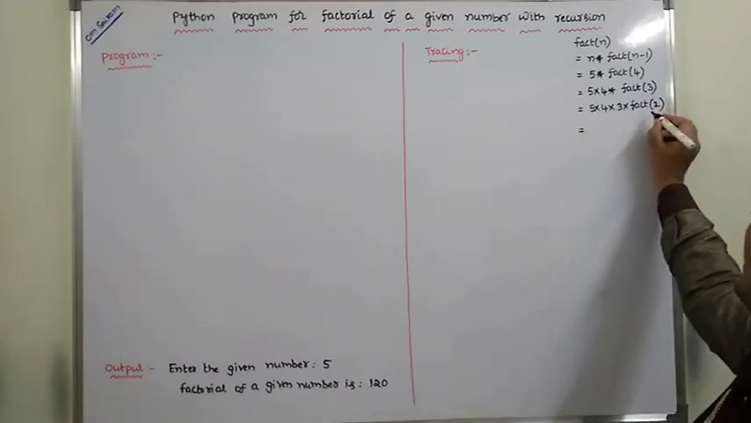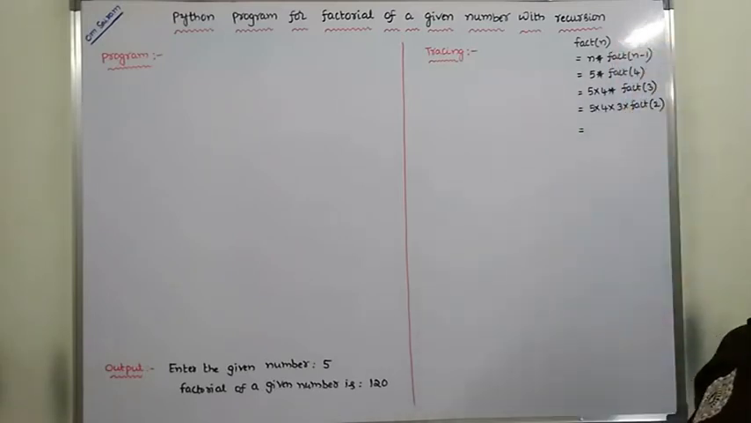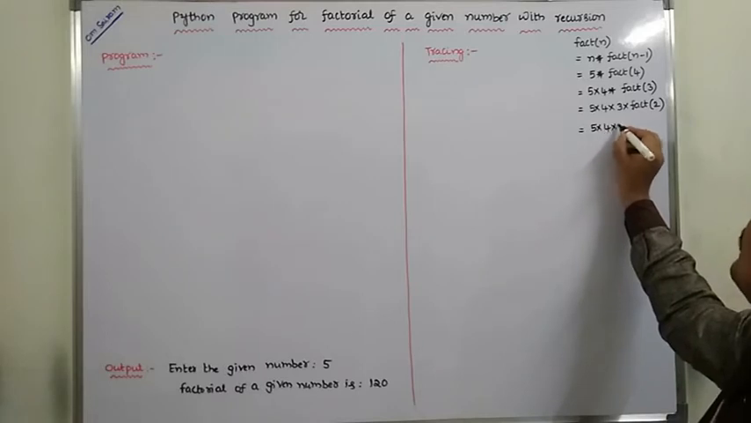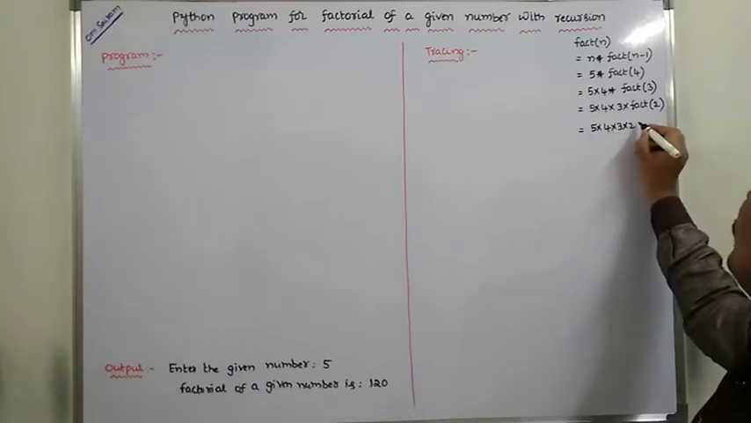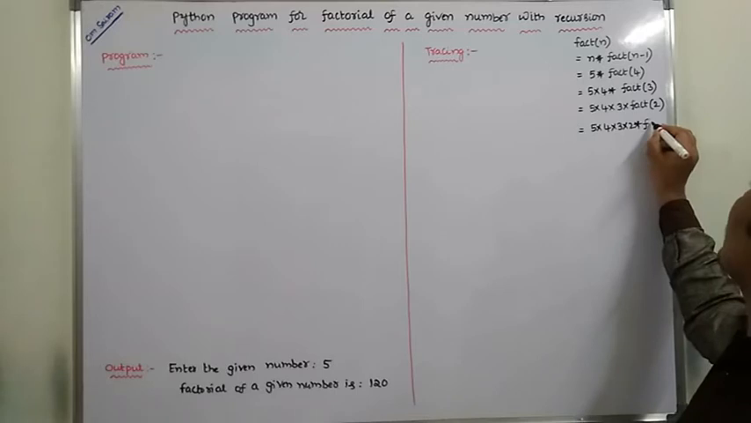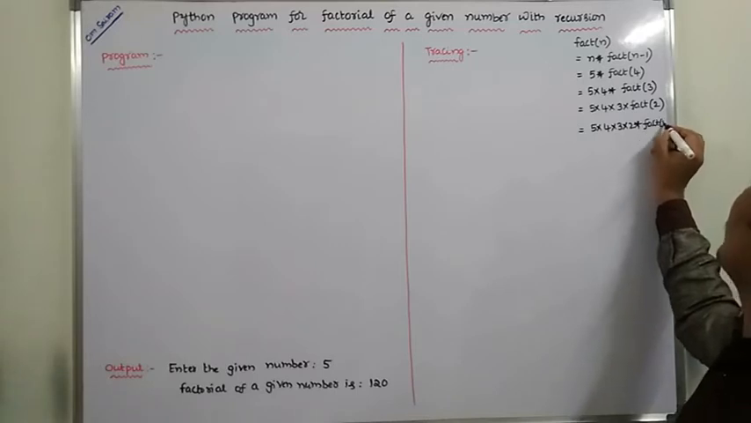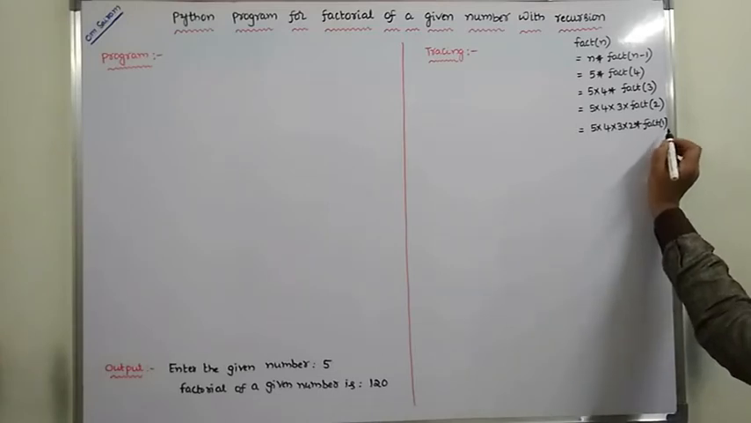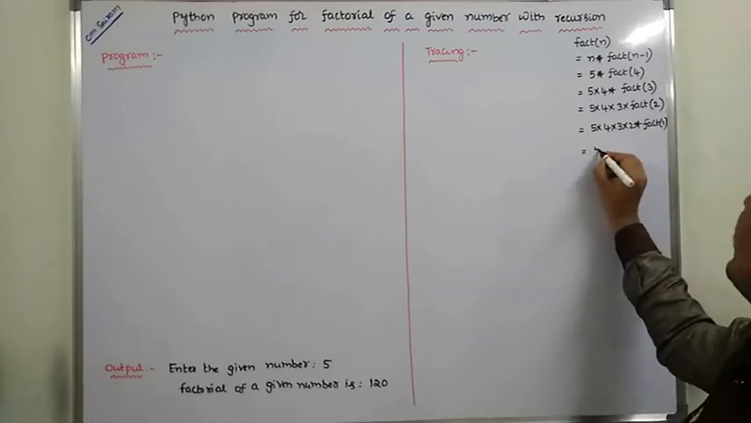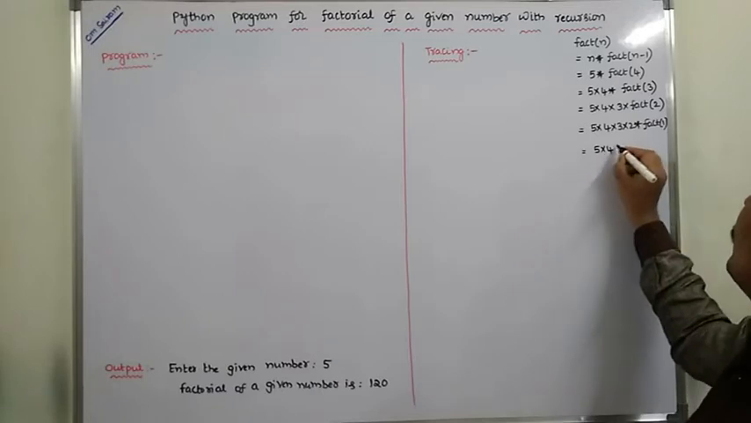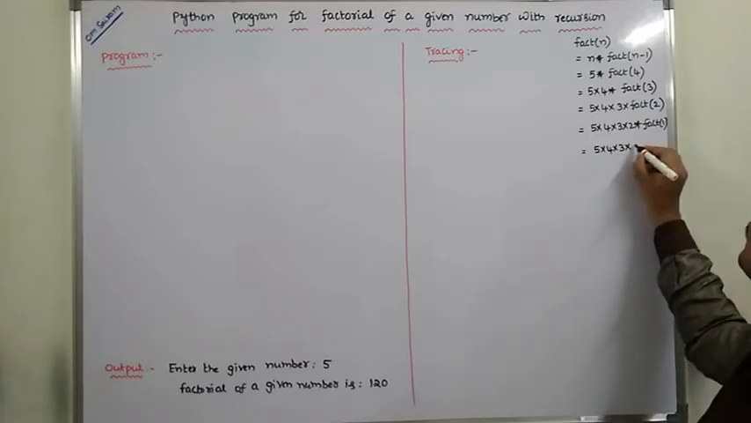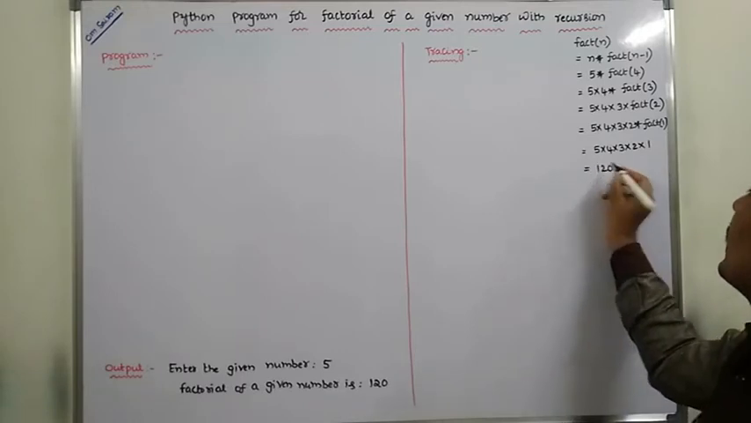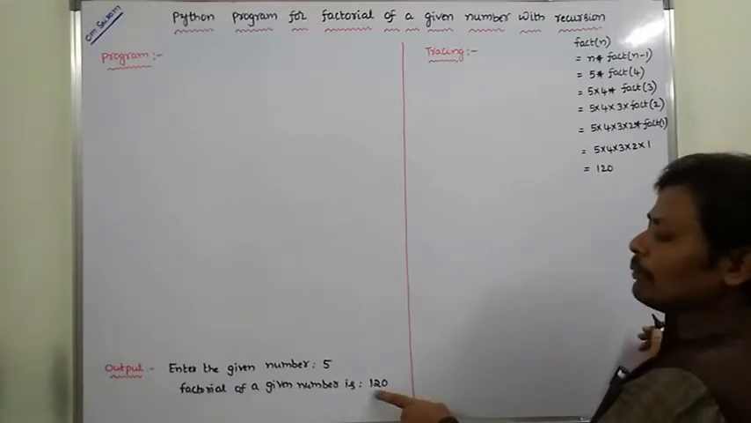Again it is similar to fact of n. So now 5 into 4 into 3 into 2 into fact of n minus 1, meaning fact of 2 minus 1, that is 1. So fact of 1 value is 1. So it becomes 5 into 4 into 3 into 2 into 1, which is equal to 120. Here we are getting 120.